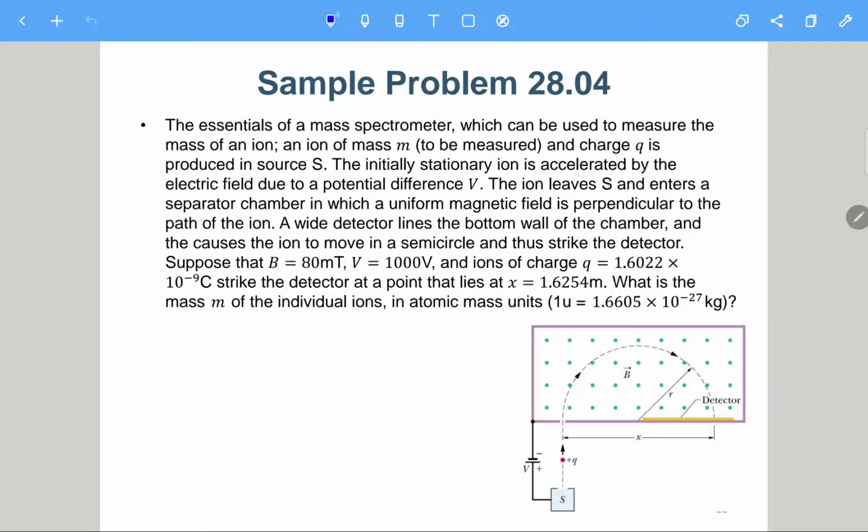So here is another sample problem. We have a mass spectrometer, which can be used to measure the mass of an ion. An ion of mass m to be measured, and charge q, is produced in source S, which is here.